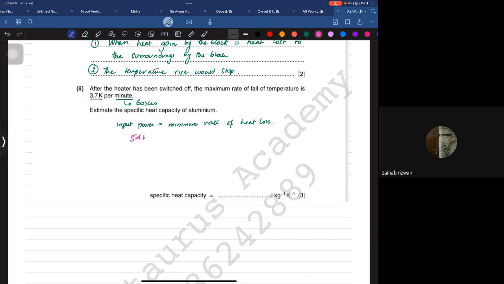54 watt is the input power, and minimum heat rate loss will be the heat supplied, which is mc delta theta, if you divide it by time. So basically, it gives you the power, right? Power at which the heat is supplied. So now this is 54, and we can write it as 0.960, because that was the mass. C, we got to find. This was 3.7 kelvins, and the time was basically 60 seconds.